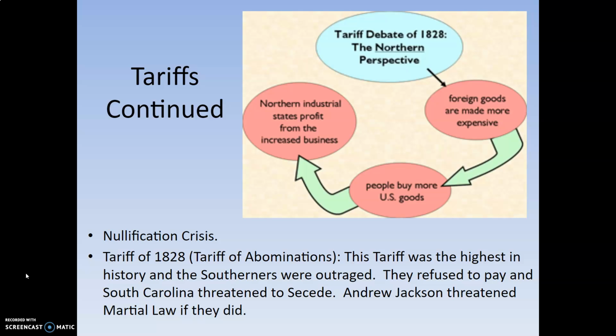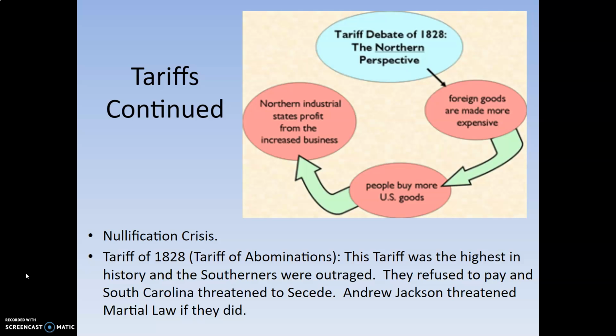All right, so the nullification crisis, okay? Of course, the South wants to nullify these tariffs because they're having to buy all this cloth that is produced in Britain, because they don't have any factories. So they call this tariff the Tariff of Abominations. This tariff was the highest in history, and the Southerners were outraged. They refused to pay, and South Carolina threatened to secede.